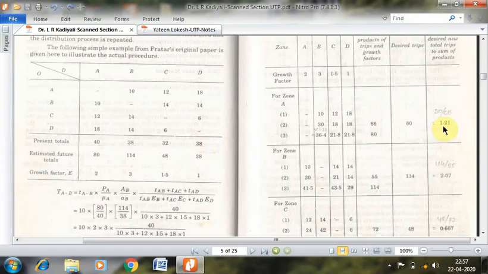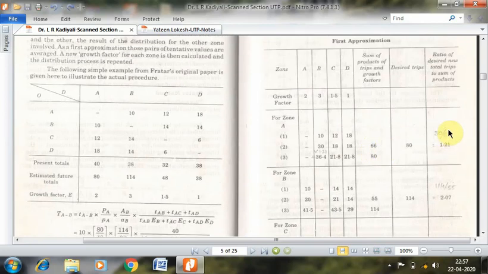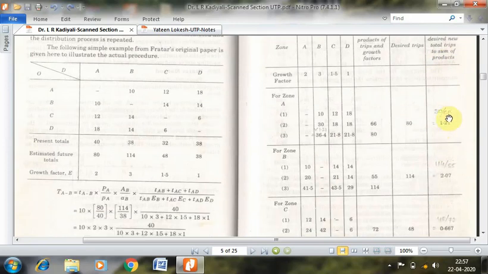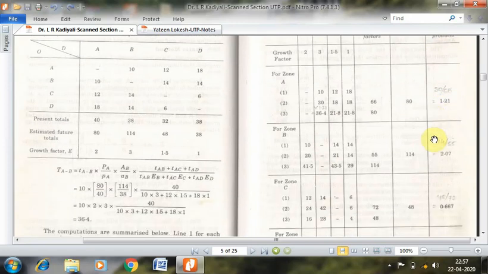The last column would be the ratio of these two. Ratio of 80 and 66, with 80 in the numerator and 66 in the denominator, would give you the ratio of the desired new total trips and the sum of products. So this is the ratio. Don't mistake this with the growth factors. I'll tell you what this is at a later stage.